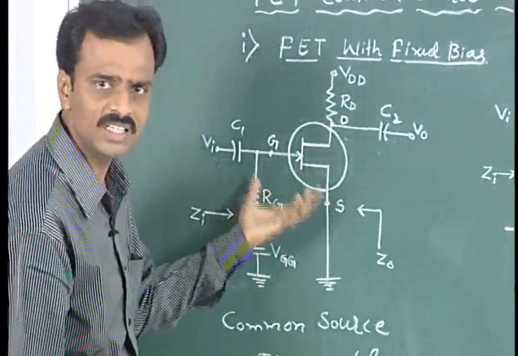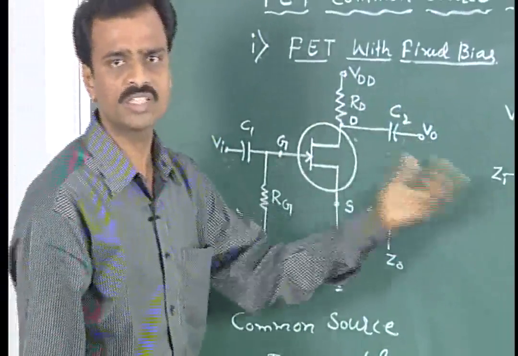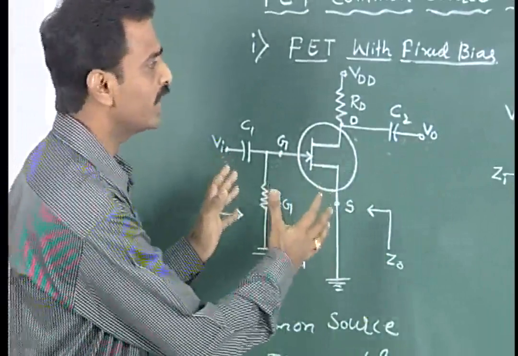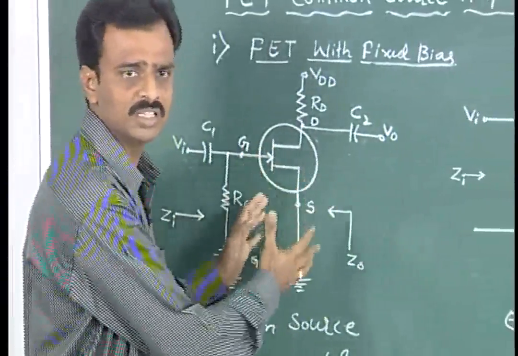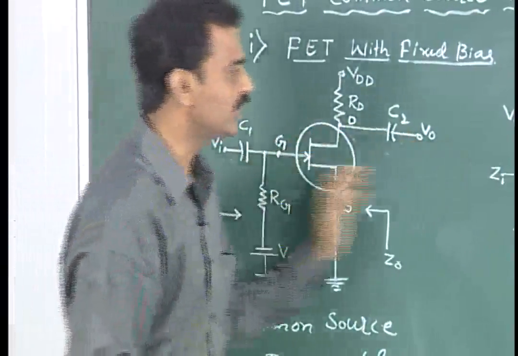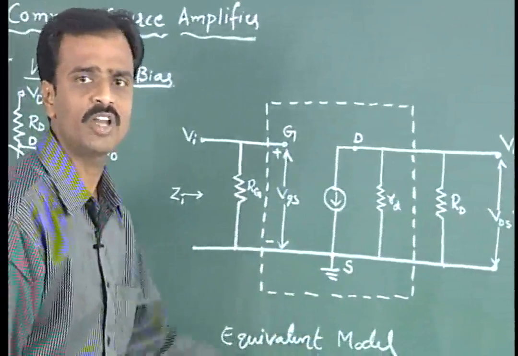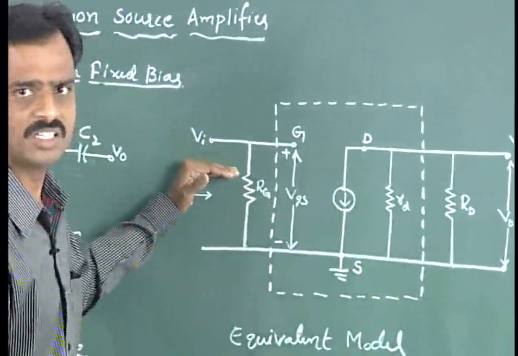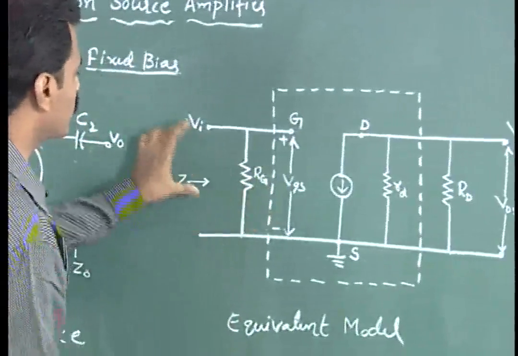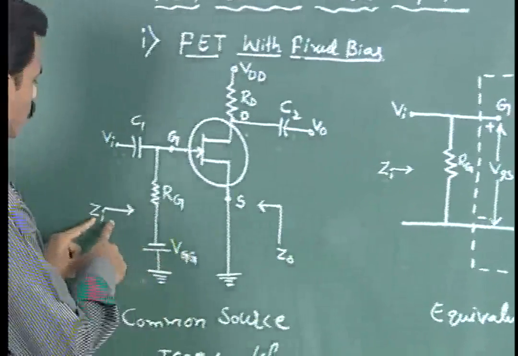To analyze this circuit, we can make use of the low frequency equivalent circuit. From the same circuit, we can get an equivalent circuit diagram by short circuiting the capacitances. That is shown here, where the low frequency equivalent model has the capacitors totally short circuited. Here we have the input impedance Zi, as shown.